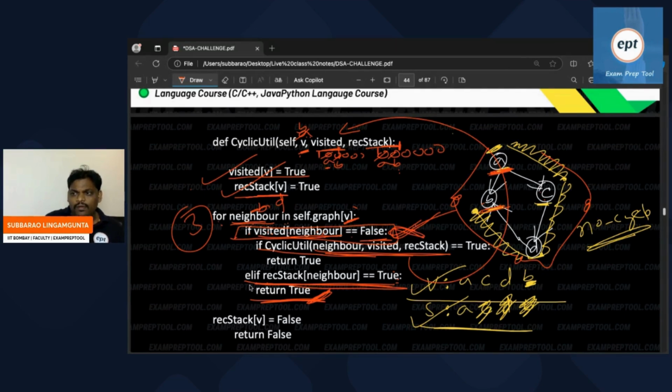Come here. Now check the stack: is the already visited vertex there in the stack? If it is there in the stack, already visited, then cycle. Suppose it is already visited but not there in the stack either. Then you will come here. So what is the answer? This is going to be false. That is the indication. Return false means cycle does not exist.